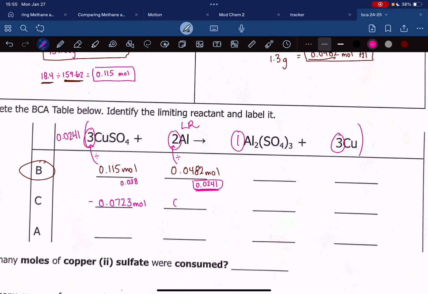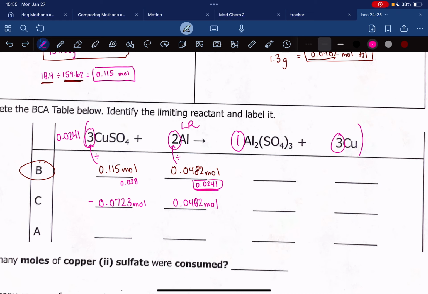I will put my 0.0482 moles right here. Of course, since aluminum is my limiting reactant, that's how I know I'm going to use all of it. And if I forgot that for whatever reason, I can take my 0.241, multiply it by 2, right? And I get that number back.